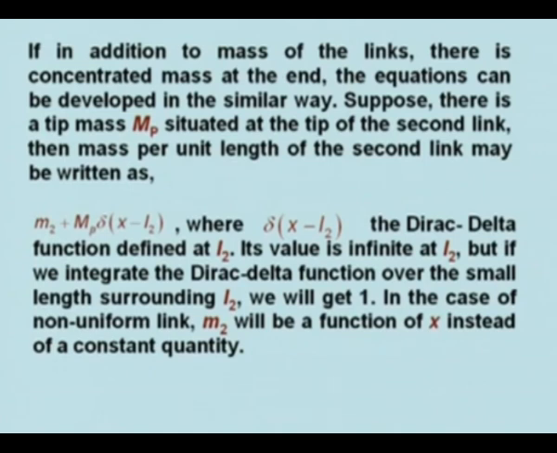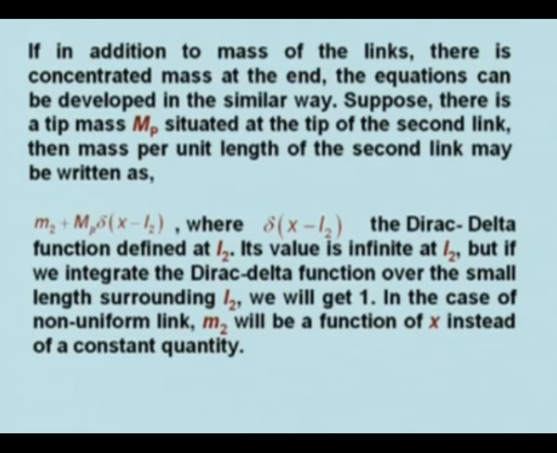If you have concentrated mass, then suppose there is a tip mass, for example MP, which is situated at the tip of the second ring. Then the same type of expressions can be developed, but the mass per unit length of the second ring may be written as m2 is equal to m2 plus mp delta x minus L2, where mp is the tip mass and m2 is the mass per unit length.